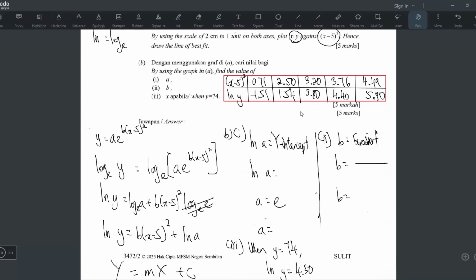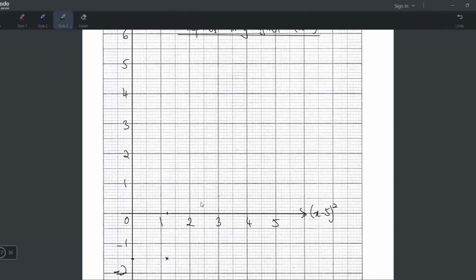Okay, next point. 2.5, 1.54. Let's go. 2.5 is very easy. It's between 2 and 3. 1.54. This one is 1.5, right? But if you go up one, it becomes 1.6 already. So 54 should be 1.5 and go up a little bit. So it's like here. And of course, you have to make sure you plot at 2.5.